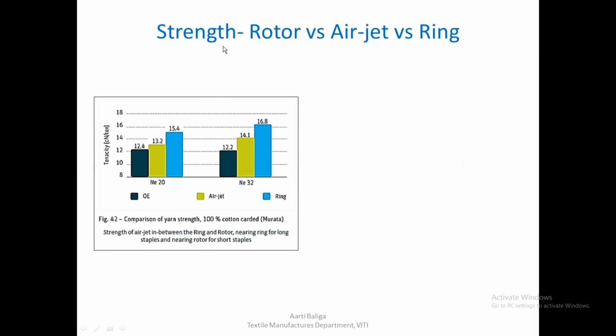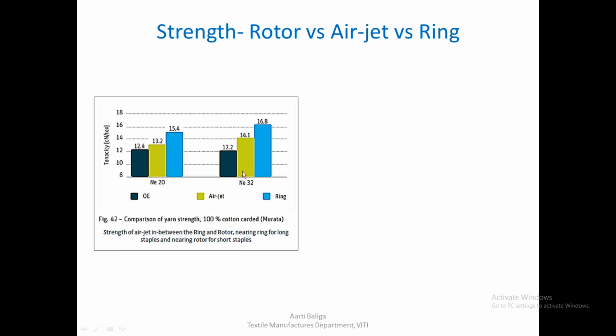It tells us strength of rotor versus airjet. The strength will tell us rotor versus airjet versus ring. How do these three yarns compare for strength? So this is the graph showing that. We see that this color is shown for open end, but this is actually rotor. Then this color is for airjet, and this blue is for ring spun yarn. So when you compare yarn strengths, we see that it is done for 100% cotton carded. So strength of the airjet is somewhere in between the ring and the rotor.